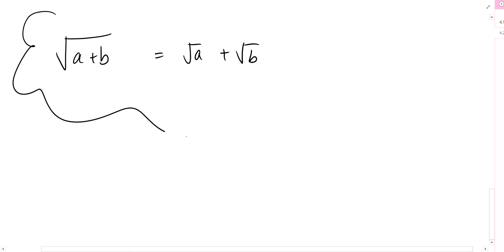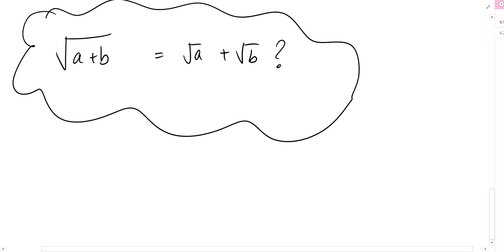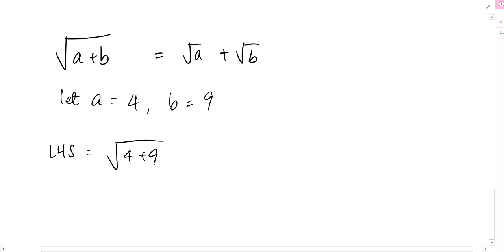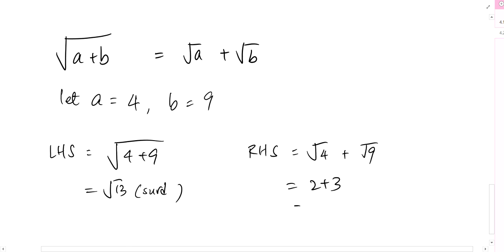Next thing, I want you to tell me whether square root of A plus B equals square root of A plus square root of B. Okay, this is the question. Are they the same? If you say no, 4 plus 9 equals square root 13. Is this a surd? This is a surd. Right hand side, I have square root of 4 plus square root of 9, which is 2 plus 3, which is 5, not equal to left hand side. So this is not equal. So it is easy to prove that something is wrong. Okay?